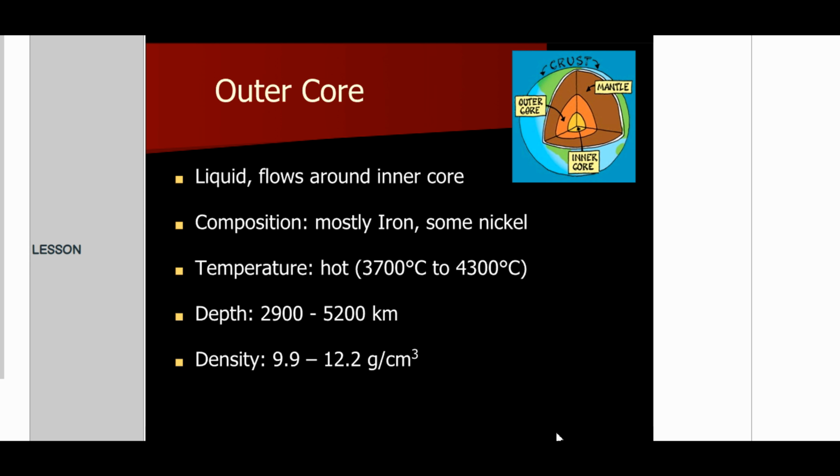So the next one is the outer core. The outer core is a liquid layer and it flows around the inner core. These are going to spin or flow in opposite directions. So the liquid layer goes one direction and the solid layer spins the other direction. This bidirectional flowing of materials is actually what causes our magnetosphere to form, and we'll talk about what that gives us coming up. So it's made up of mostly iron.